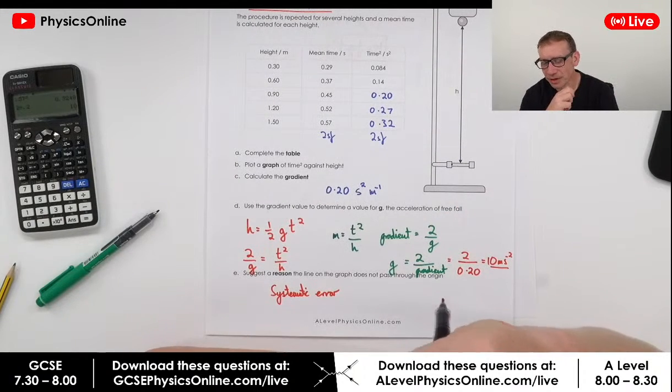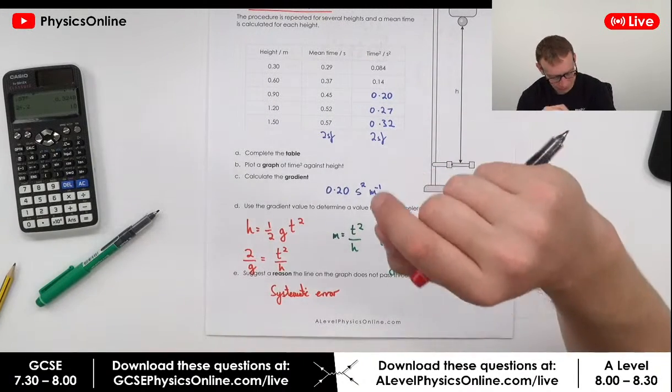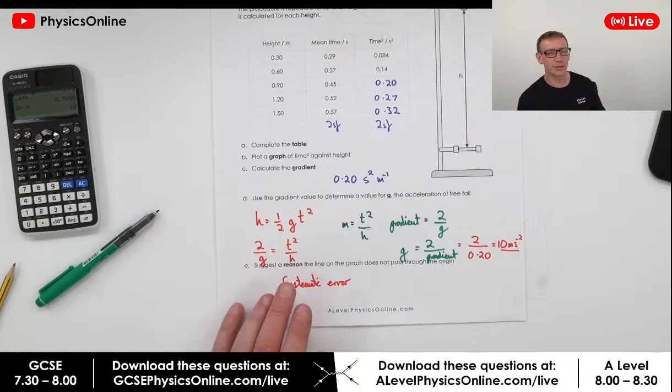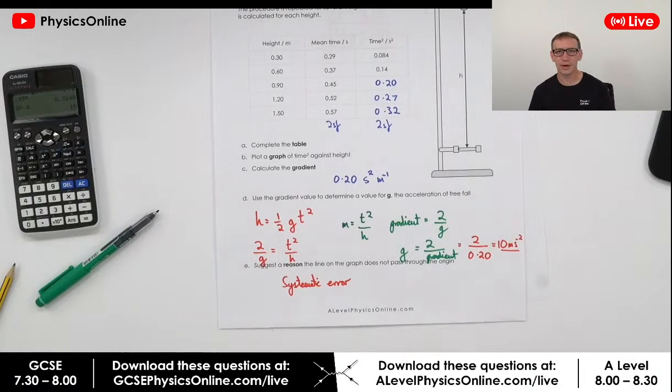Would you get a mark for just saying systematic error? Yes, I think you would. But I think to be sure, it's always good to talk about a systematic error due to something, especially if you're asked to explain the source of the error.